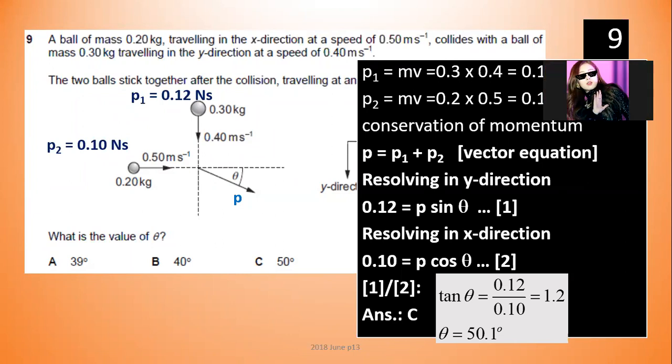So either I can choose to use the vector triangle or the component method, whichever you prefer. Usually in Paper 2, they will ask you for the component method. It doesn't mean that you are stuck with that, and then you just answer the question they want. Okay. If no question, we go to the next question.